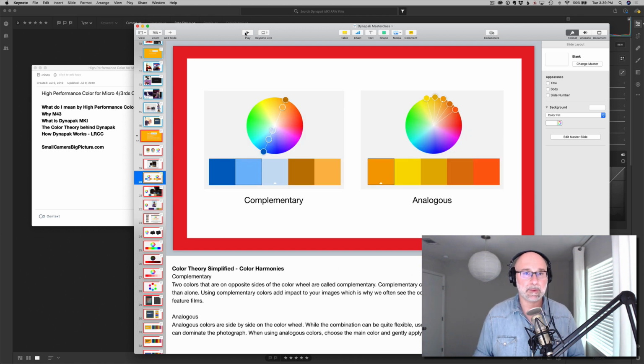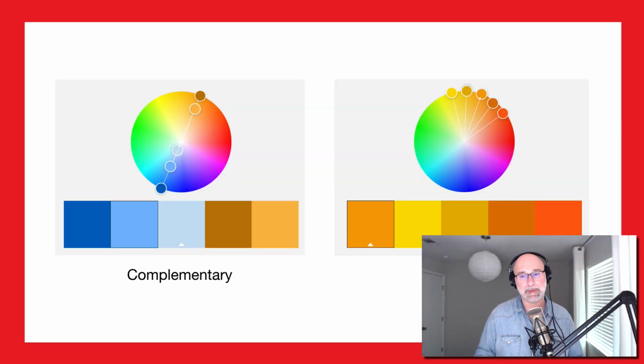So basically, we're using 2 different types of color harmonies with Dynapac. We're using complementary and analogous. Complementary is what you see on the left. It's essentially colors that are on the opposite side of the color wheel, so they complement each other. That gives you more of an appearance of contrast, brings the eye in right away.